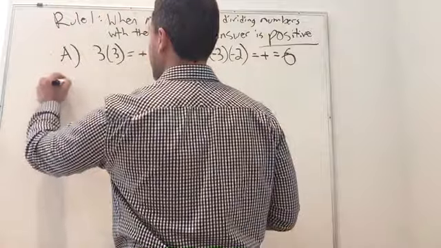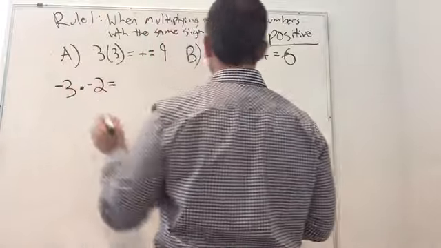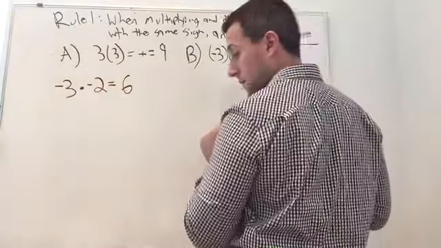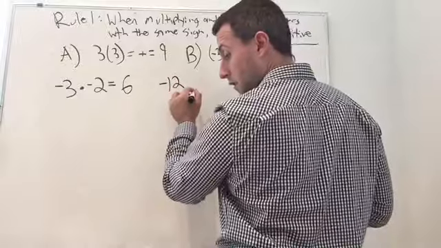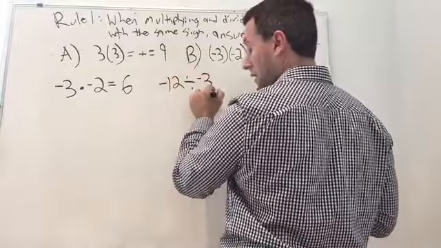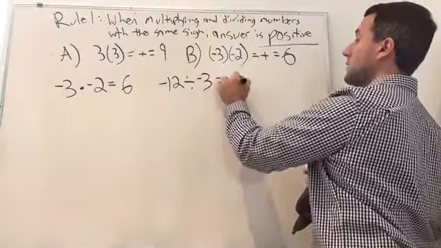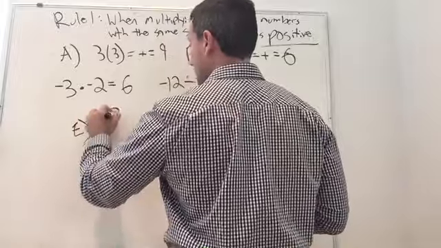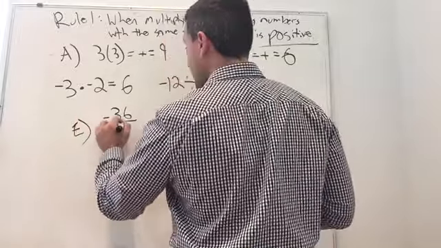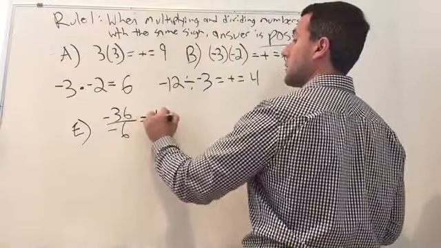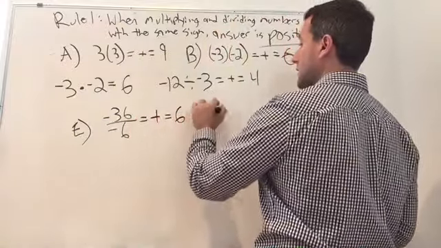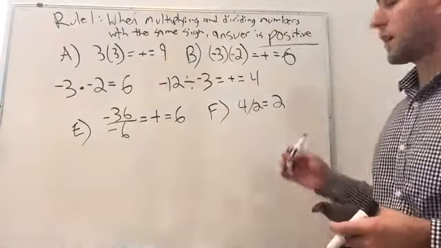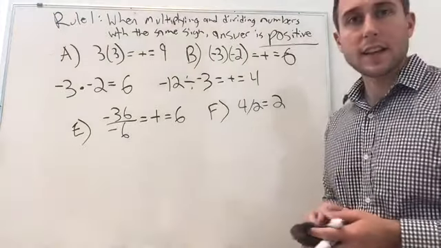And the next one is negative 3 times negative 2. B and C are actually the same problem, just written a different way. So that's also 6. D, negative 12 divided by negative 3. 2 negatives is going to make that positive, so that's 4. E, negative 36 divided by negative 6. 2 negatives is going to make a positive. 36 divided by 6 is obviously 6. And F, 4 divided by 2. That one we know, obviously, as 2. All right, last section right here.